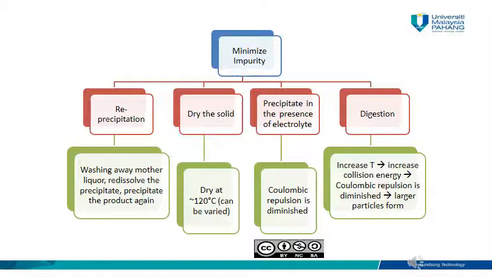And the last one is digestion. Digestion occurs when you increase the temperature, so you also increase the collision energy. From here you can see that when the collision energy between atoms increases, the Coulombic repulsion is diminished and you can form larger particles.